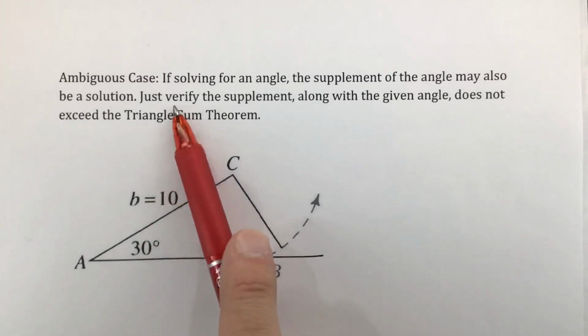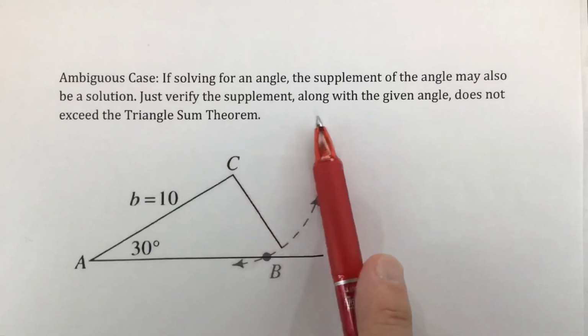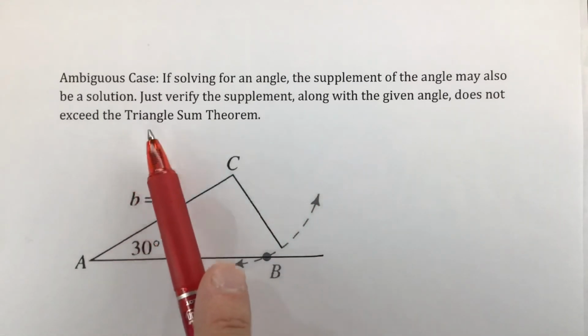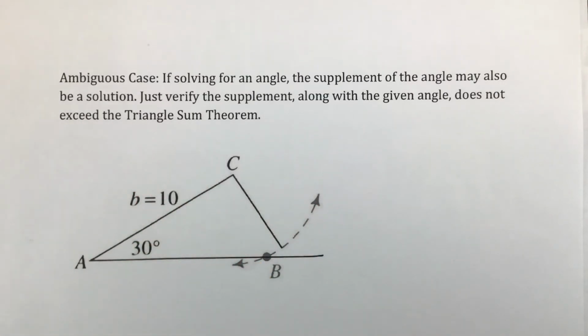Okay, so we're just going to verify that the supplement along with the given angle doesn't already exceed the triangle sum theorem. Okay, so what that means is that you've already got one angle to start with. Then you're going to solve for another angle. Okay, and that'll be an answer. That's going to be a given answer. The supplement to that answer, as long as that supplement plus the angle that you've already got does not exceed 180 degrees, then you can accept that as a second answer. If it does exceed 180 degrees, then it is not going to be a solution.